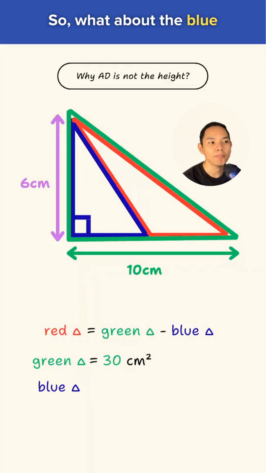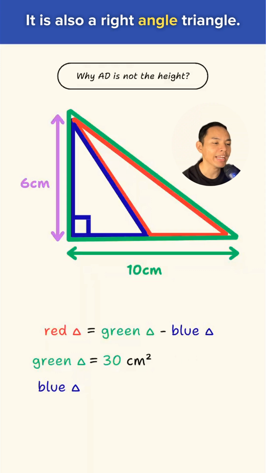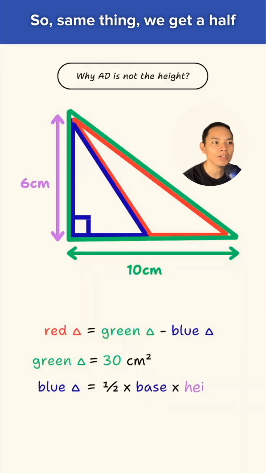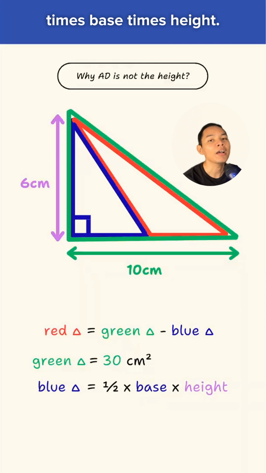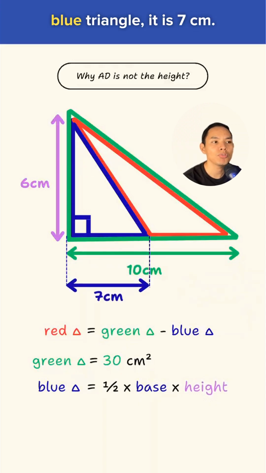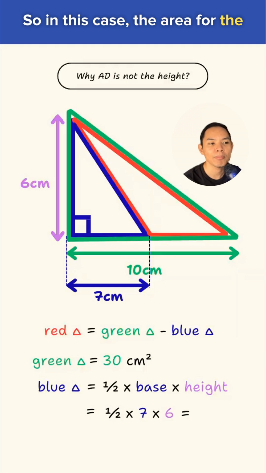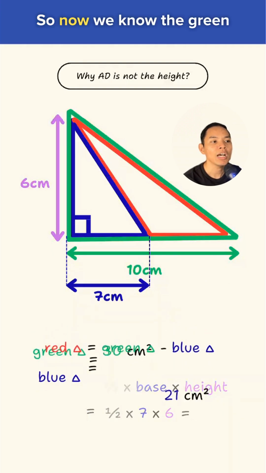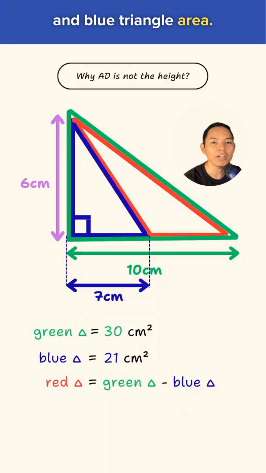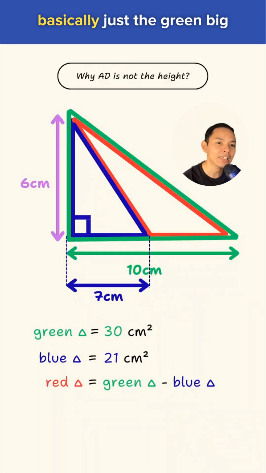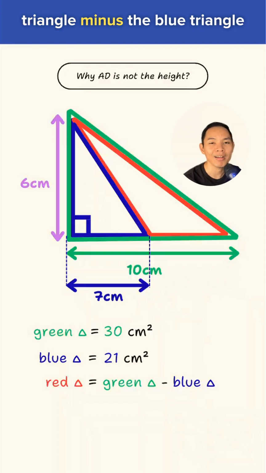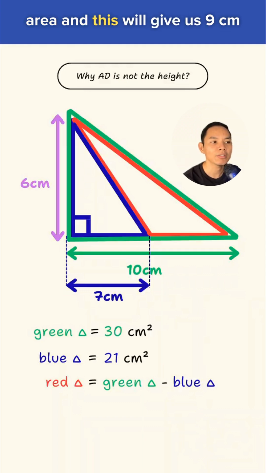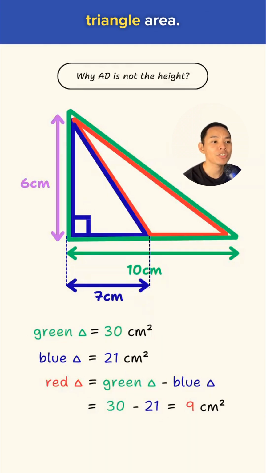What about the blue triangle? It is also a right angle triangle. Same thing, we get half times base times height. The base of this blue triangle is 7 centimeters. So in this case, the area for the blue triangle would be 21 centimeters squared. Now we know the green and blue triangle areas. The red triangle area is basically just the big green triangle minus the blue triangle area, and this will give us 9 centimeters squared. So now we know the red triangle area.